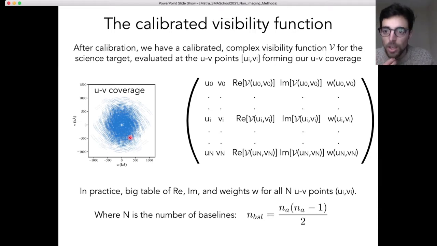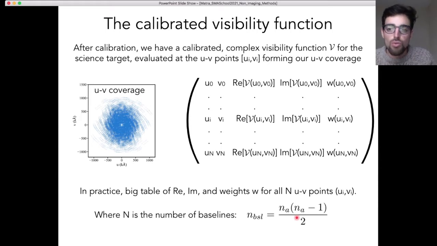Okay, so all these data points, U0, U1, U2, Ui, all the way to UN, represent the collection of all of these points in the UV plane with all of their measurements, where N is the number of baselines. The number of baselines is expressed as the number of antennas multiplied by the number of antennas minus 1, all divided by 2.